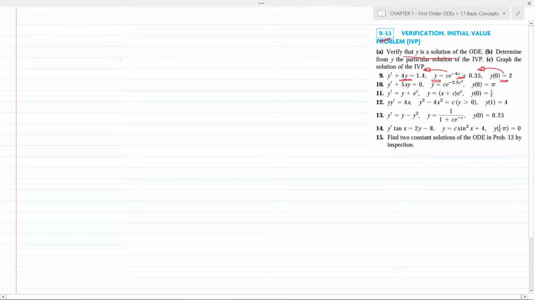For graphing the solutions, we are going to use a CAS system called SageMath. It is an open source system. You can also use many alternatives that are available, such as Maple or Mathematica or MATLAB. However, we are going to use SageMath because it is an open source system.